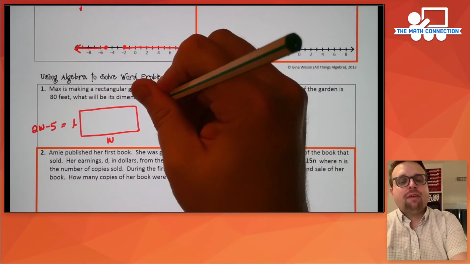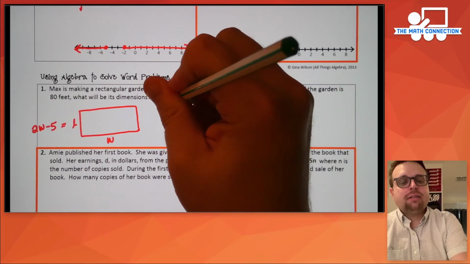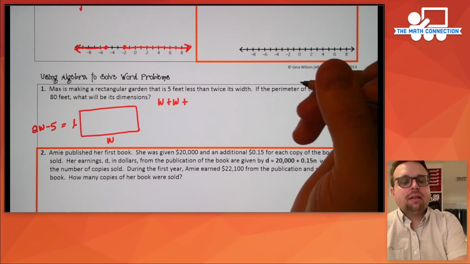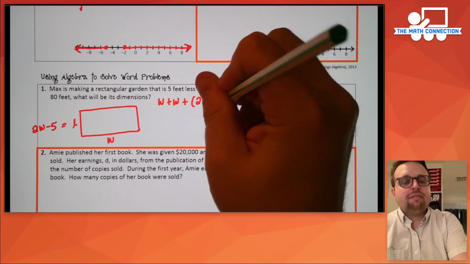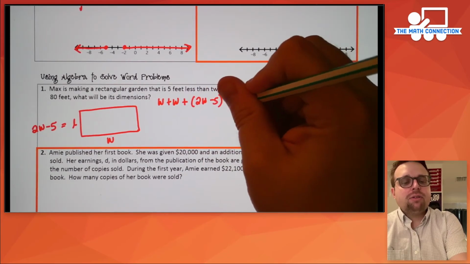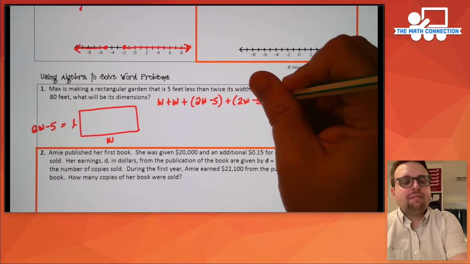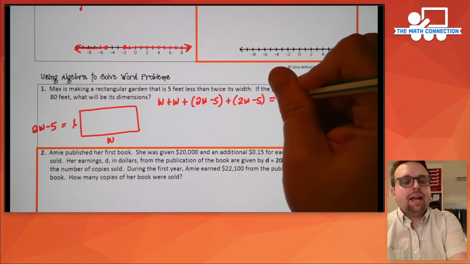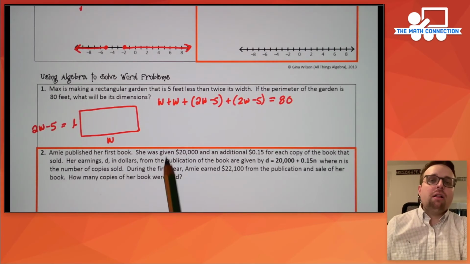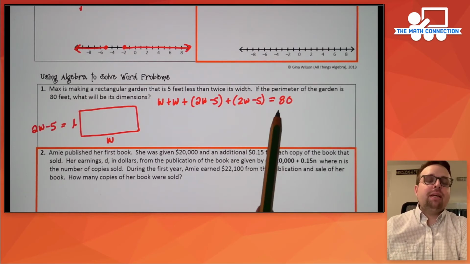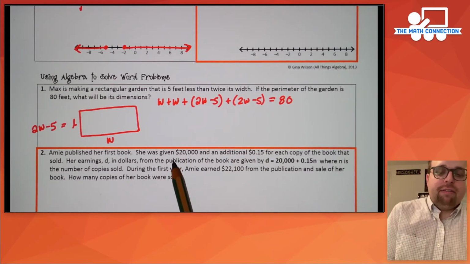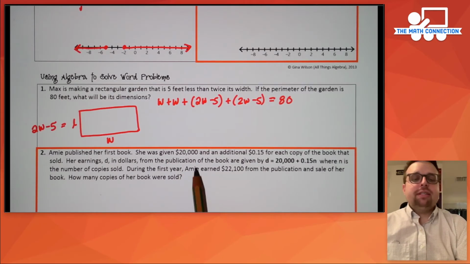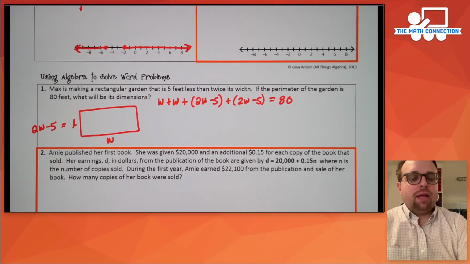So you're going to have w plus 2w minus 5 plus w plus 2w minus 5 equals 80 feet. So all of that added together is going to give me the perimeter of this rectangular garden. Now we just need to combine these like terms, and then we can go ahead and solve this.